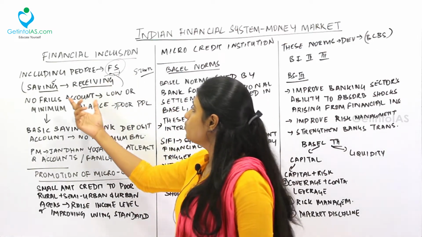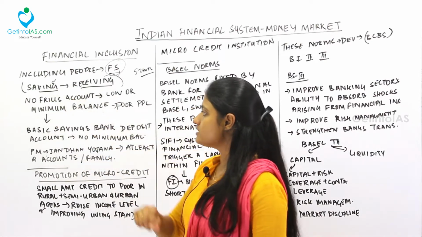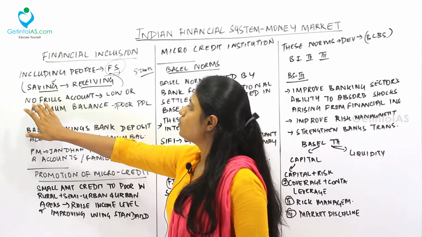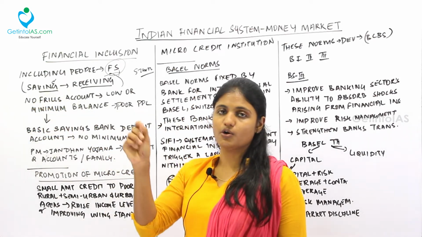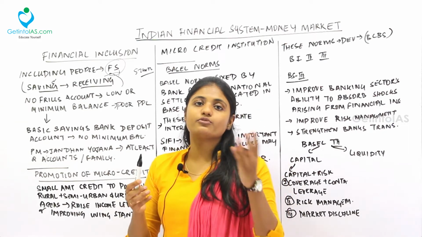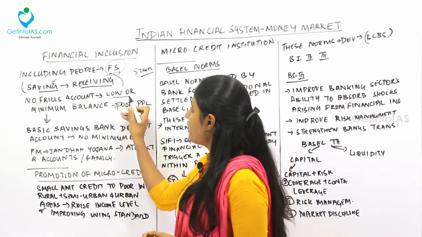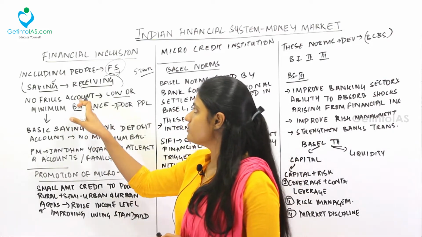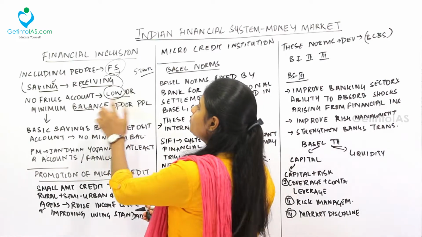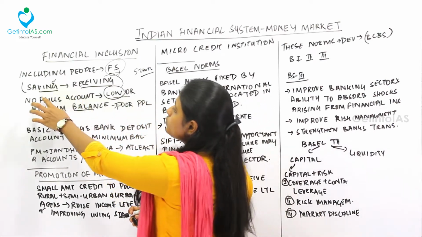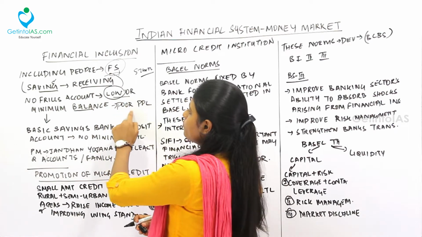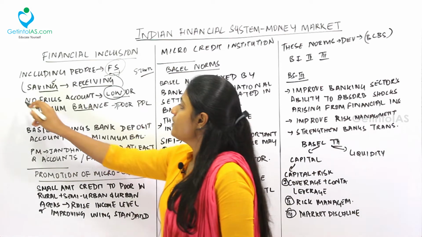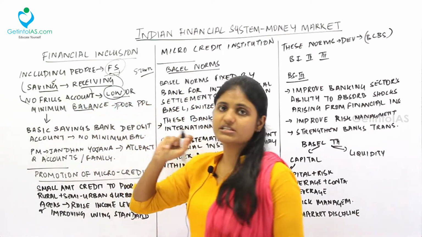Fine. There are two terms to be noted down. One is the no frills account and the next one is the basic savings bank deposit account. What is called a no frills account? Under the no frills account, normally when you go to a bank, five to ten years ago, you had to maintain a minimum balance in your account. So that is called a no frills account. That is, you should maintain a low to minimum balance in that account. Normally the no frills account was opened for poor people. Poor people normally don't tend to open bank accounts, right? So for them, the no frills account was started.